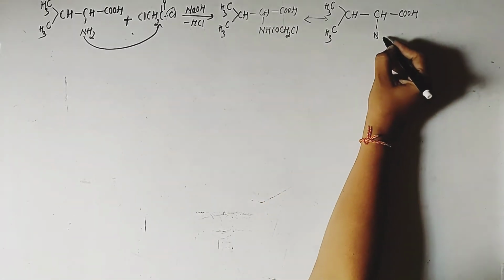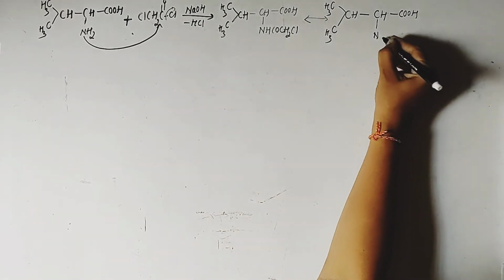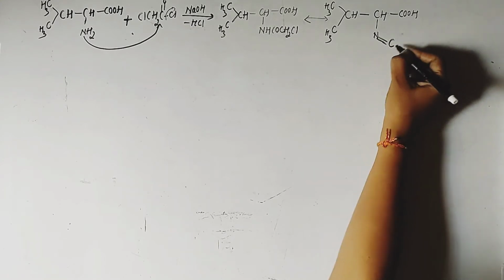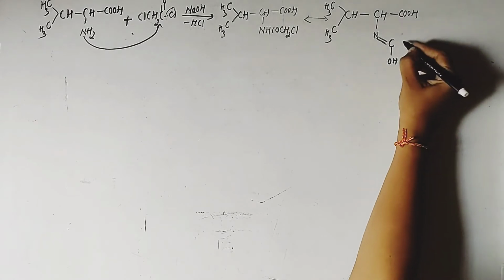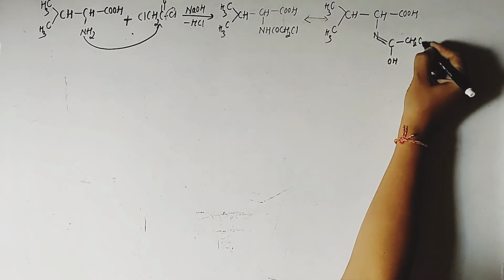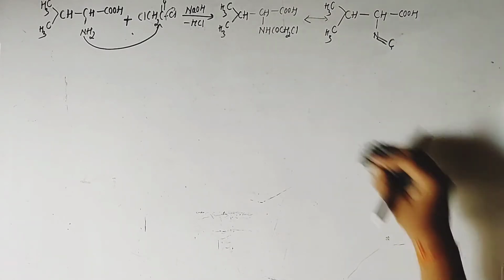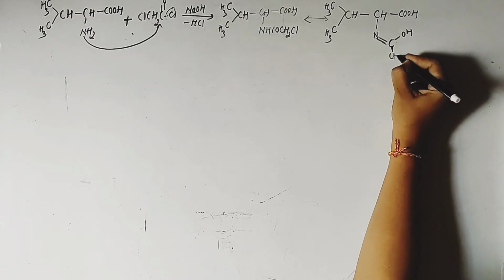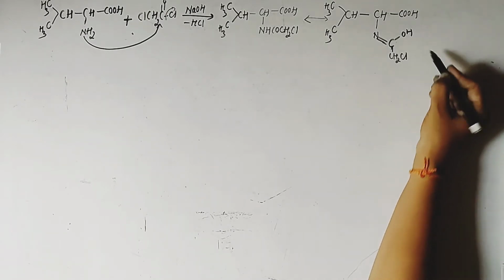Now we are doing the tautomerization. This ketone will convert into an alcoholic group. The formation of a double bond will take place between nitrogen and carbon, and here we will get the OH group, and this is CH2Cl. Now the cyclization of this compound will take place.